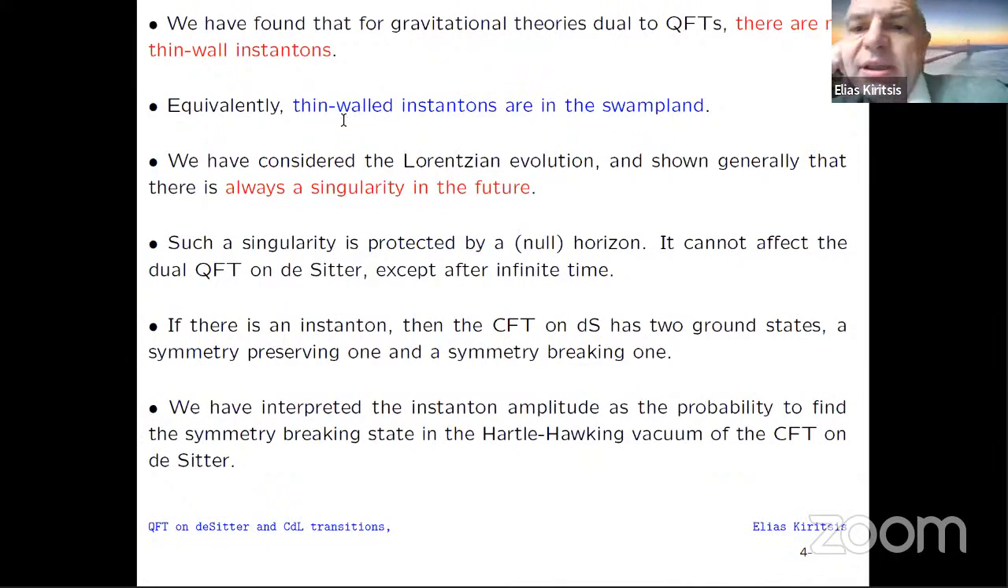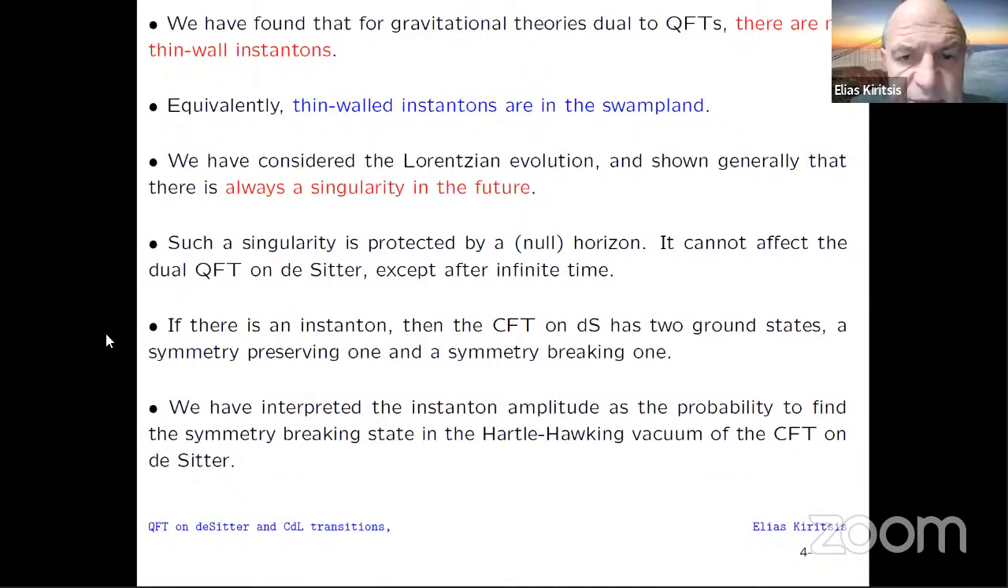We have also considered the Lorentzian evolution, that is after the transition happens via the instanton, and we have shown generally that the general belief that there is a singularity in the future is always true. Moreover, this singularity is protected by a null horizon. However, one can show, and I will discuss this, that the existence of this horizon means that the singularity cannot affect the dual quantum field theory on de Sitter, except after infinite time.